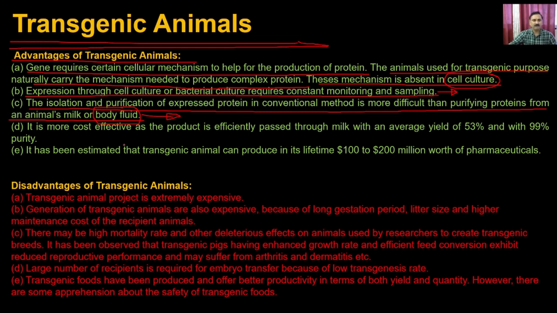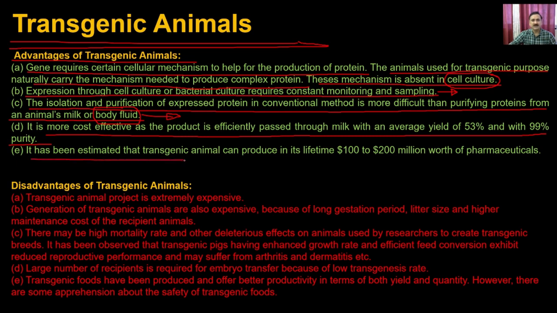very easy to purify. It is more cost effective, as the product is efficiently passed through milk with an average yield of 53% with a 99% purity. So because the purification is easy, it is going to be very cheap, and it is also going to give you a high yield.